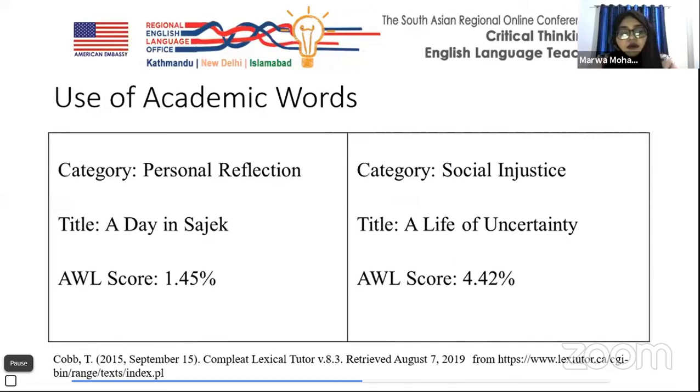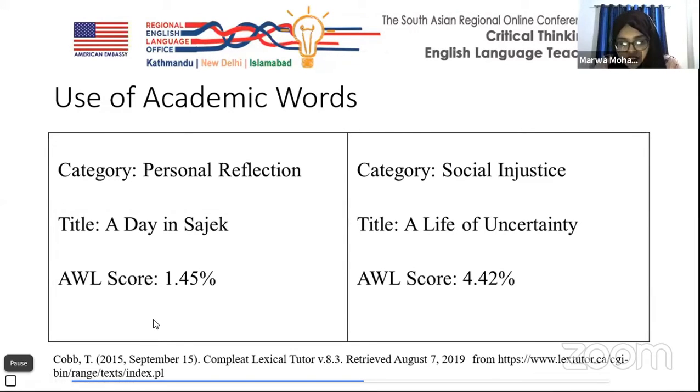Also, academic words: in the personal reflection, which is text A, the percentage of academic words was 1.45%. And in the second blog post, which was on social issues, the percentage of academic words was 4.42%. So this was analyzed through this wonderful website, which is called Complete Lexical Tutor. If you search it on the internet, you'll find it is free. You can just copy paste your students' writing and you can find it out.